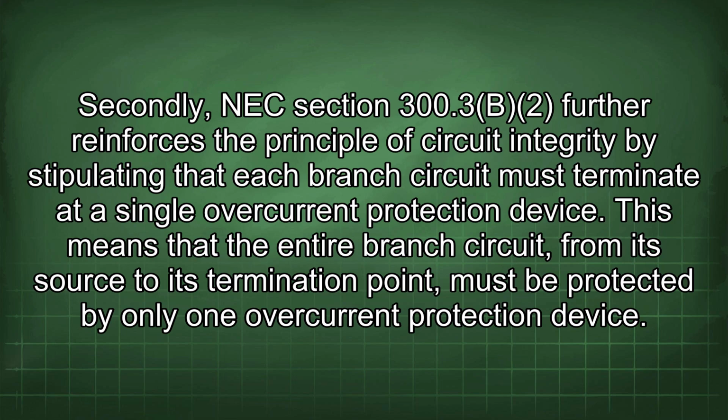The circuits are not maintained as a single unit, but are instead artificially divided across two separate sources of power. Secondly, NEC section 300.3(B)(2) further reinforces the principle of circuit integrity by stipulating that each branch circuit must terminate at a single overcurrent protection device.